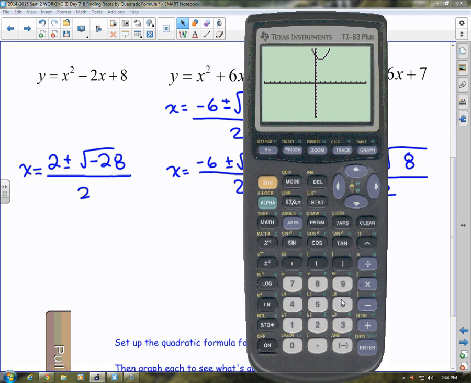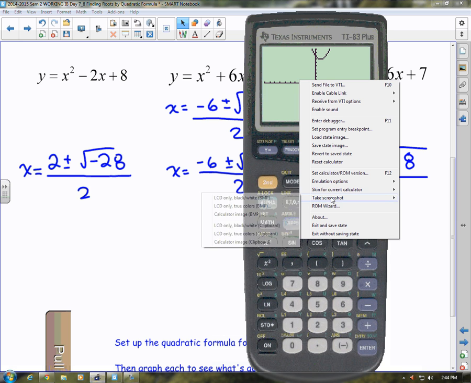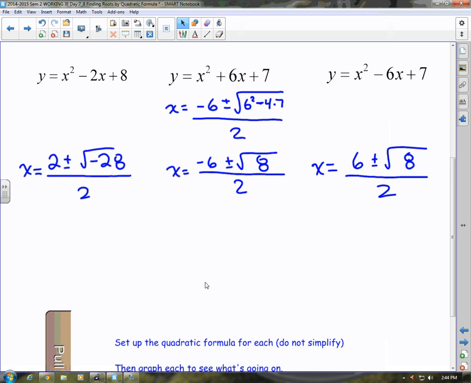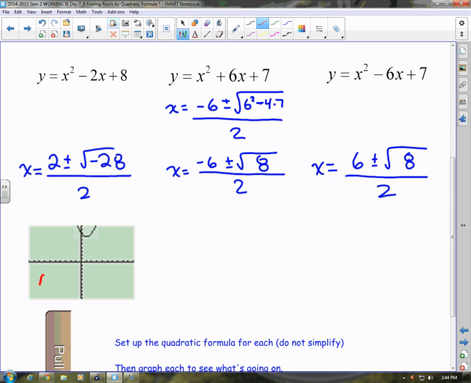That's correct. And so what we want to do is make that connection between, well, what do we have there and what does this picture show us? Well, what this picture shows us is that there are no x-intercepts. Why is that? Because you can't take this square root. So because you cannot take the square root of negative 28, that means that this formula doesn't go and there are no x-intercepts.